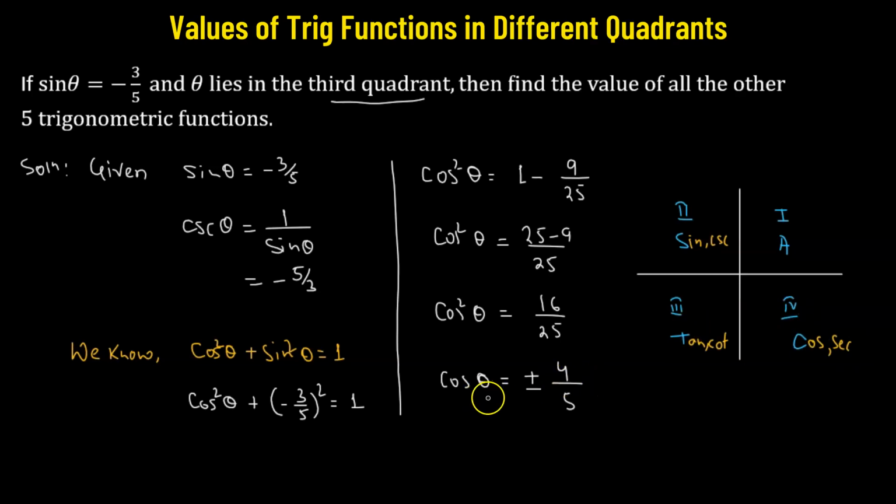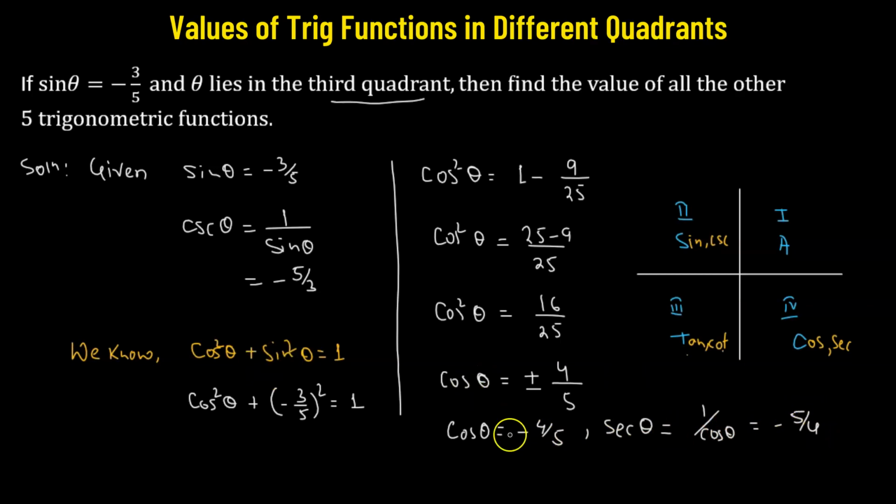Now clearly it's mentioned here that we are in the third quadrant. So in the third quadrant, we see that only tangent and cotangent are positive, the rest are negative. So our cosine function can take only a negative value. So cosine of theta is going to be equal to negative 4 over 5. Since we have cosine theta, we can also find out the value of secant theta, because secant theta is the reciprocal of the cosine function. So the reciprocal of negative 4 over 5 is going to be negative 5 over 4.